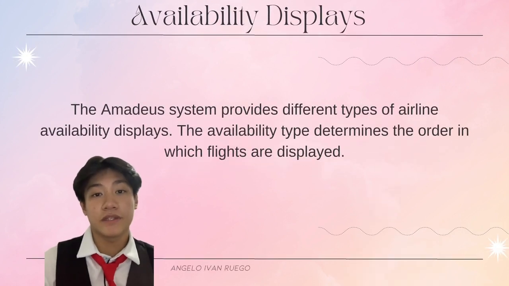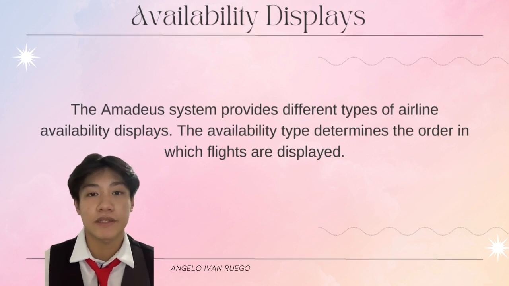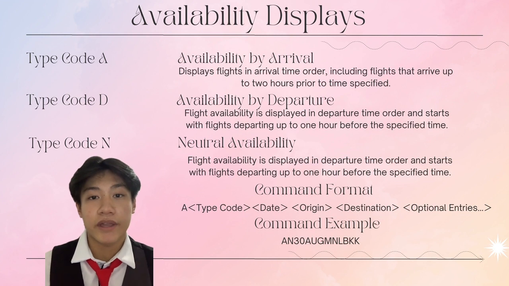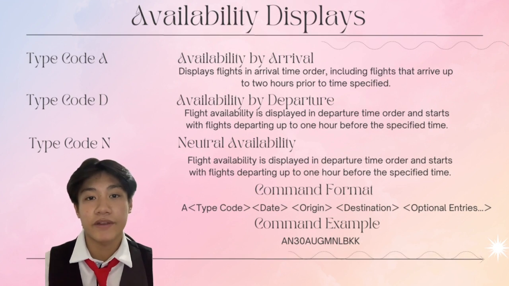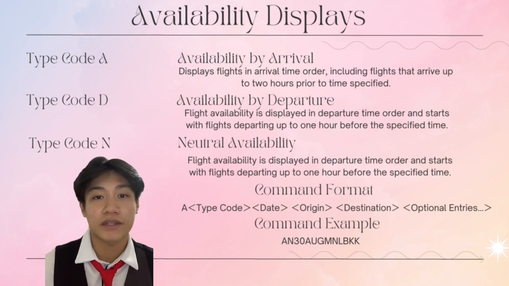Next we have the availability display. The Amadeus system provides different types of online availability displays. The availability type determines the order in which flights are displayed. For the availability types, we have the type code A, which refers to availability by arrival. It displays flights in arrival time order, including flights that arrive up to 2 hours prior to the time specified. Type code D refers to availability by departure, where flight availability is displayed in departure time order. Ordering starts with flights departing up to 1 hour before the specified time.